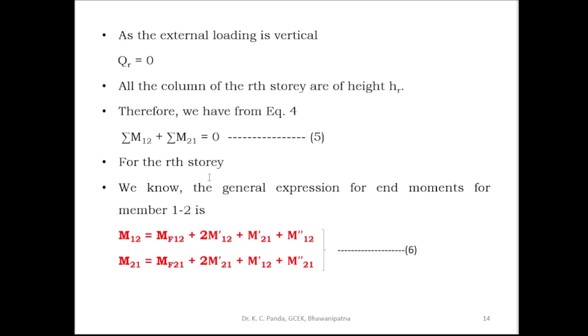For the earth story, we know the general expression for end moments for member 1, 2: M12 is equal to MF12 plus twice the near end rotation moment M'12 plus once the far end rotation moment M'21 plus the displacement moment, or translation moment, M''12. Similarly, M21 is equal to MF21 plus twice M'21 plus M'12 plus M''21. This is the expression. By using this expression, you can find out the end moments for member 1, 2.